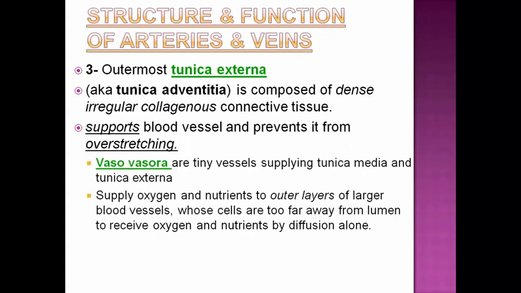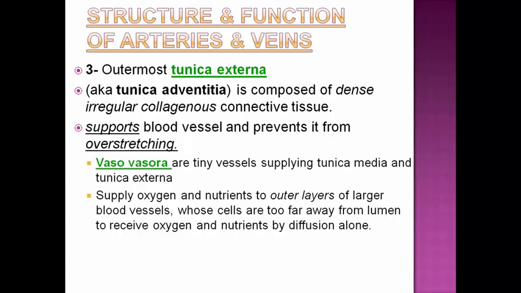Then the outer layer of the three is the tunica externa. This is dense, irregular connective tissue with a bunch of collagen fibers. Remember, in dense irregular tissue, the fibers go in every plane, every direction. So this layer gives support to the blood vessel. It also prevents overstretching, especially with those high pressures in large arteries like the aorta, the abdominal aorta, and some of the other arteries.